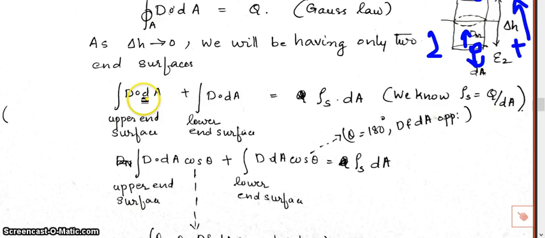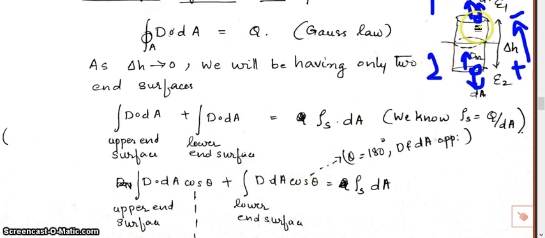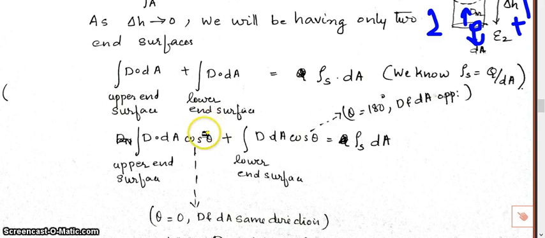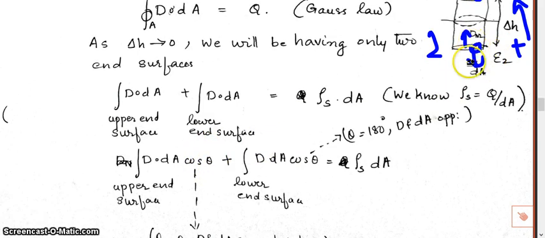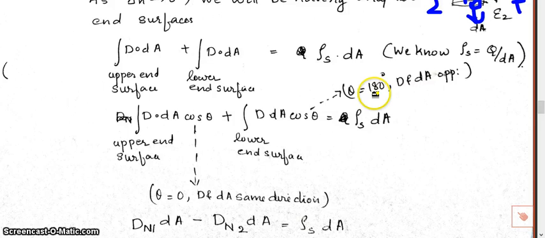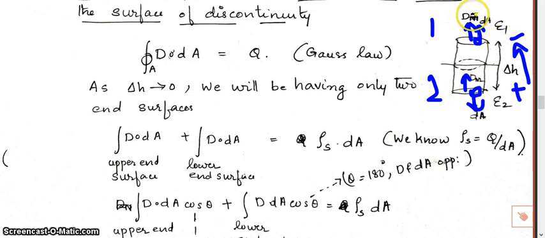Now I am expanding the dot product. D dot dA is equal to D dA cos theta, and similarly the same thing here, D dA cos theta. In the upper end surface, D and dA are both in the same direction, so theta will be equal to 0. In the lower end surface, DN2 and dA are along the same line but in opposite directions, so the angle theta will be 180 degrees. The total flux density of the first surface is DN1, and the total flux density across the second surface is DN2, as given in the figure.